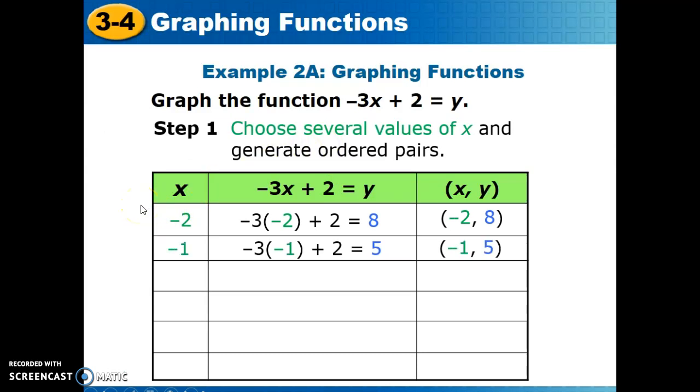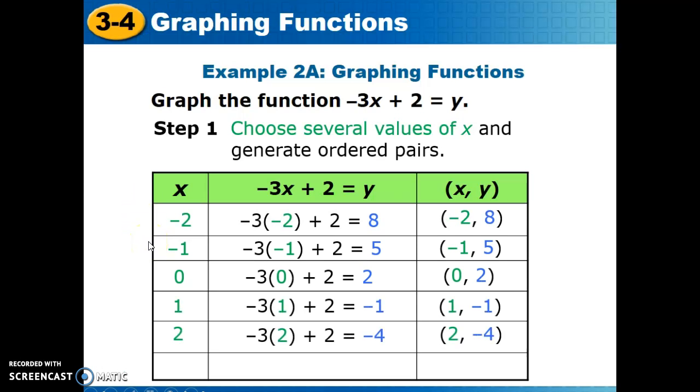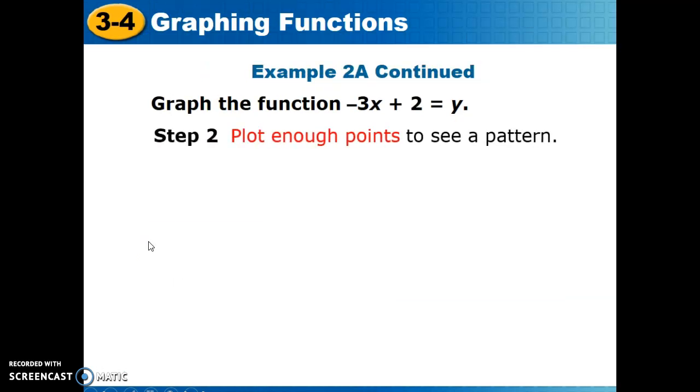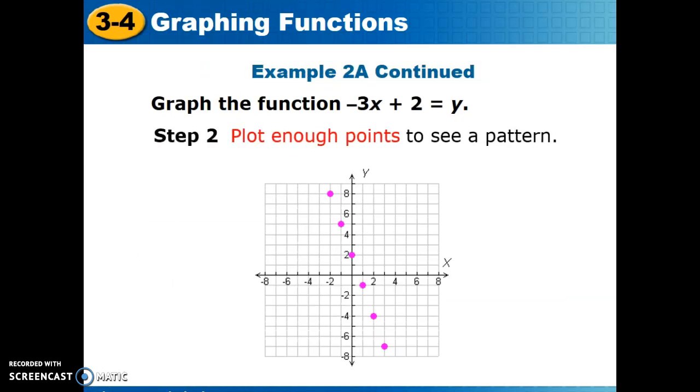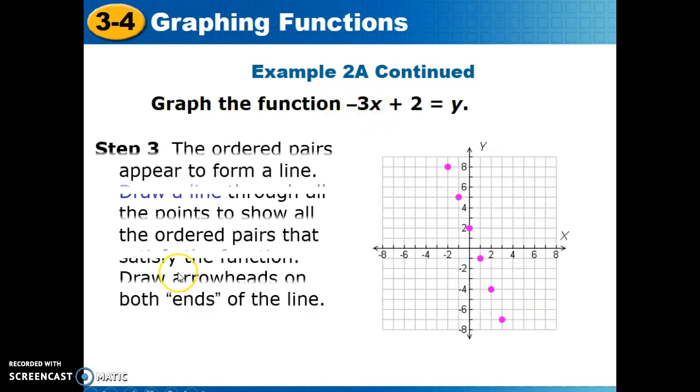So I always want to take values on either side of the y-axis, so negative values of x along with positive values of x. And I'm generating those ordered pairs. We're going to plot those points to see our pattern. Again, we see they fall in a straight line, and I notice we have a negative correlation here. I might make note of this negative 3 coefficient of x. Graphing this function, the ordered pairs appear to form a line.